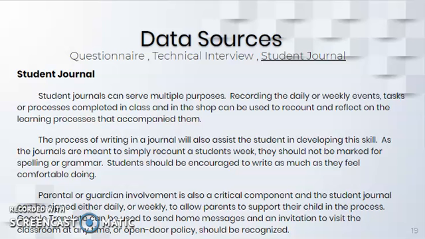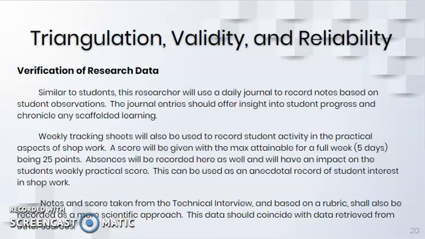And as a result, did the student's spelling get better or worse? Or if there was no parent involvement, those sorts of things, you can hopefully draw correlations between those. So, triangulation, validity and reliability.